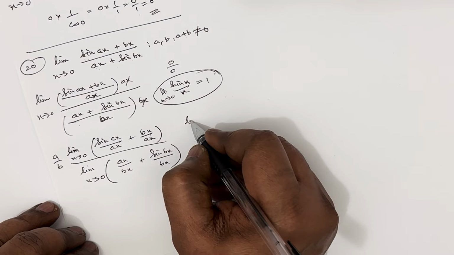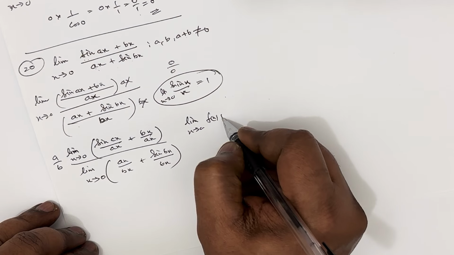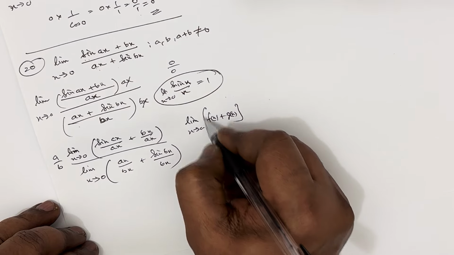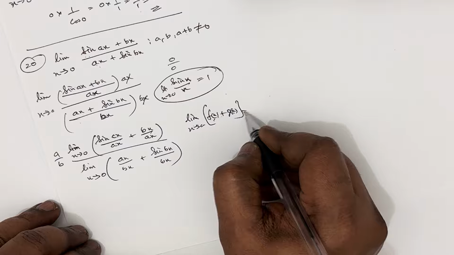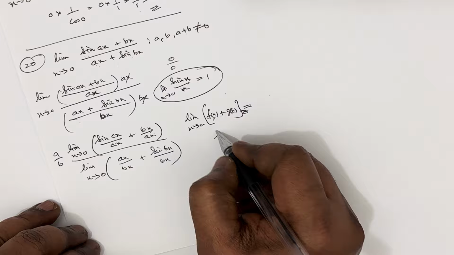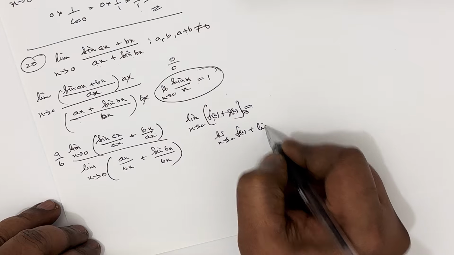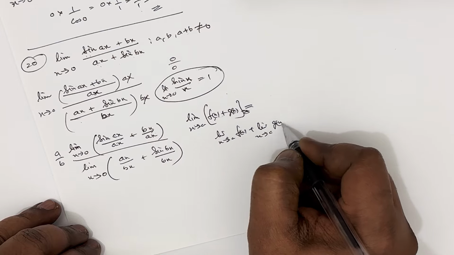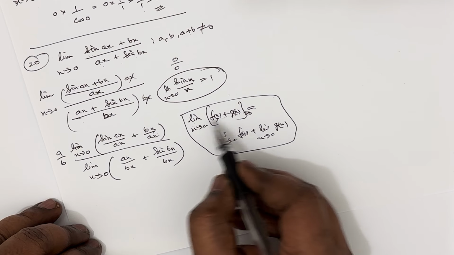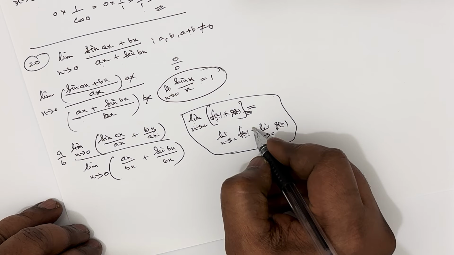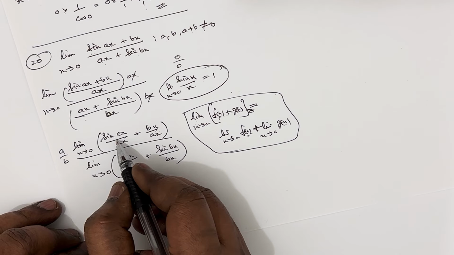That is, limit x tends to a of f of x plus g of x. Now these are two functions. So we can split this, which is equal to limit x tends to a of f of x plus limit x tends to a of g of x. In this way we can split the limit to both the functions. That is what we are going to follow here. Now let's split this inside.